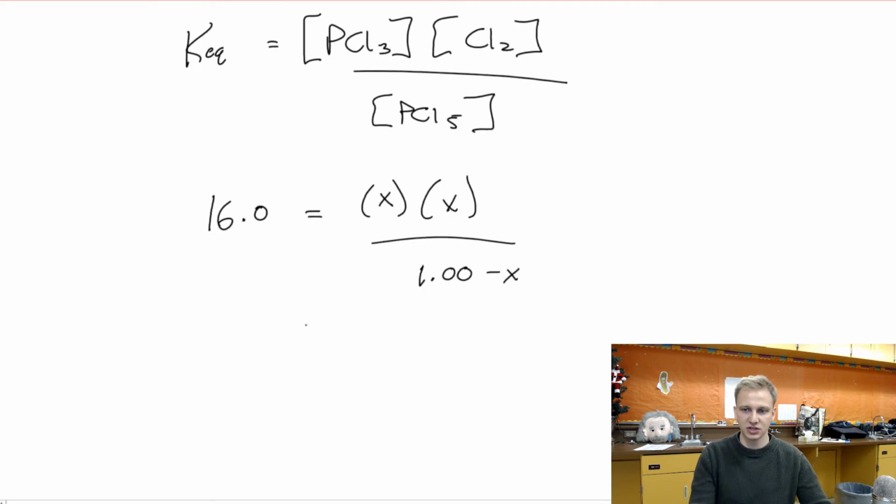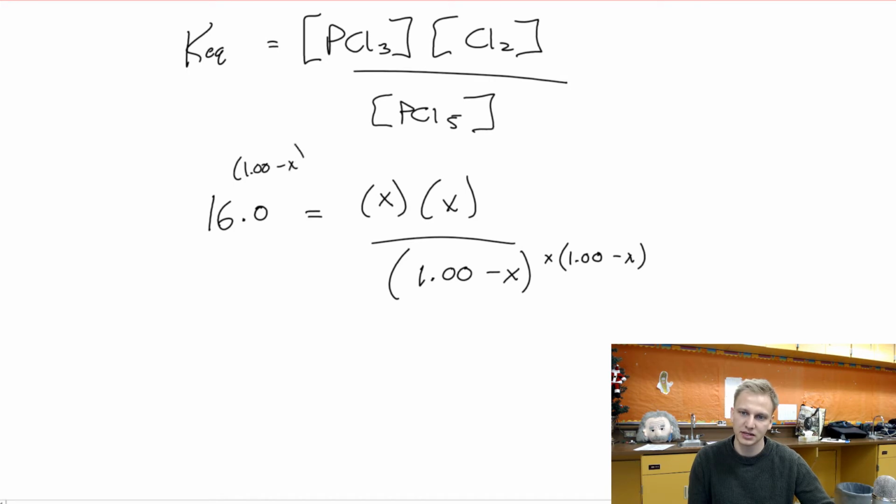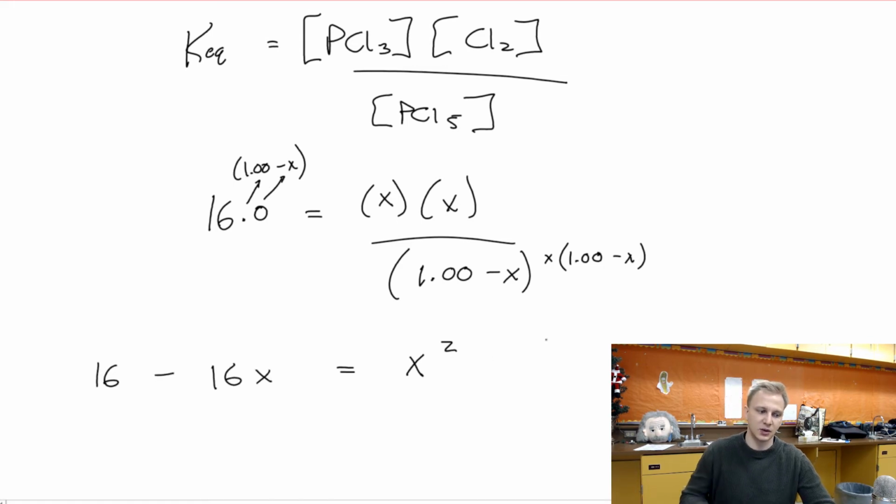So what we need to do is try to isolate these x's. We'll have to do some algebra. We're dividing by 1.00 minus x, so we want to multiply by 1.00 minus x on both sides. We're going to combine those two x's to make x squared. Then when we do 16 times the 1 and times the x, we end up with 16 minus 16x is equal to x squared.